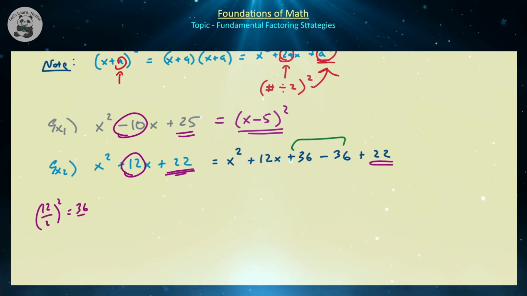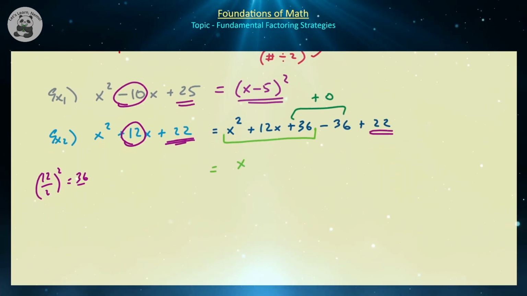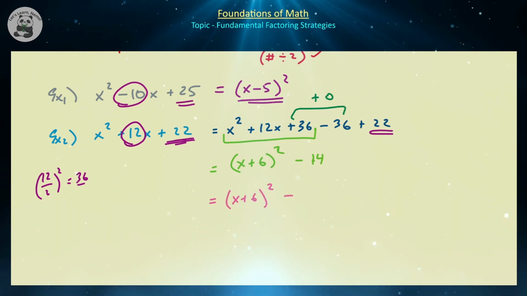All I've done is add 0, which we should already know doesn't change our expression. But what's interesting is that the first piece of this is actually pretty nice, because we know that it's just x plus 6, the quantity squared, and then minus 36 plus 22 is the same thing as minus 14. Now what we have is something squared minus something else squared.